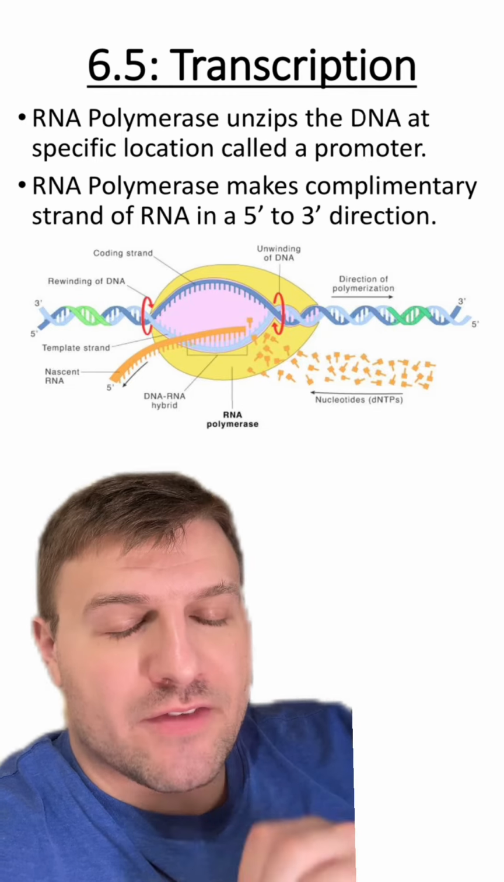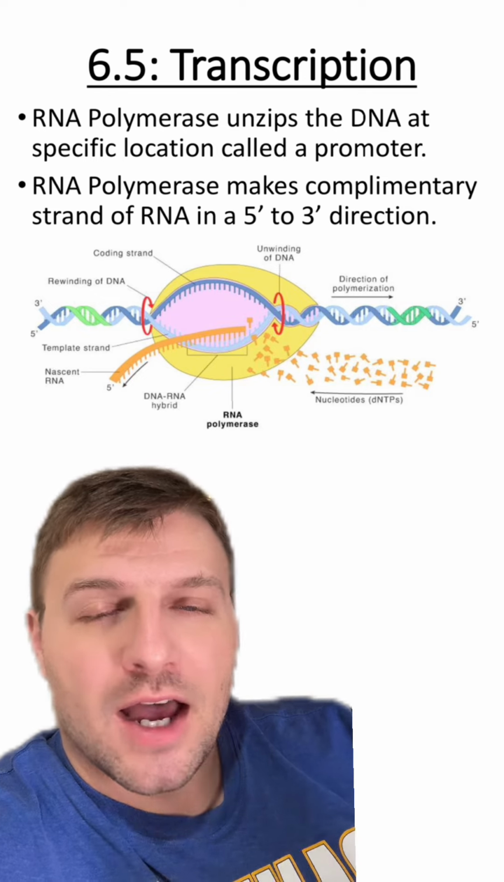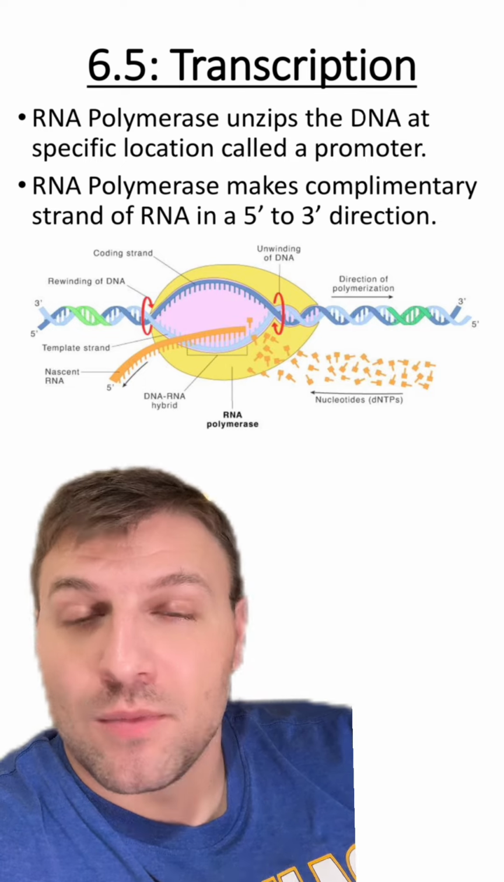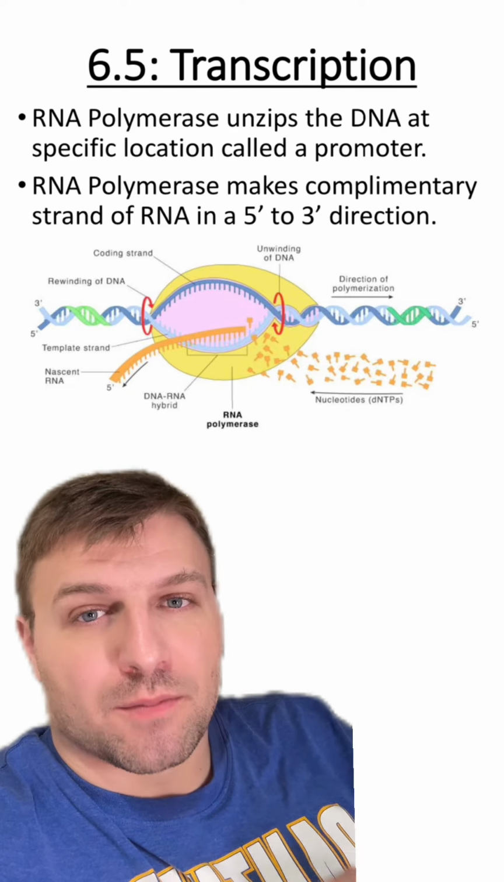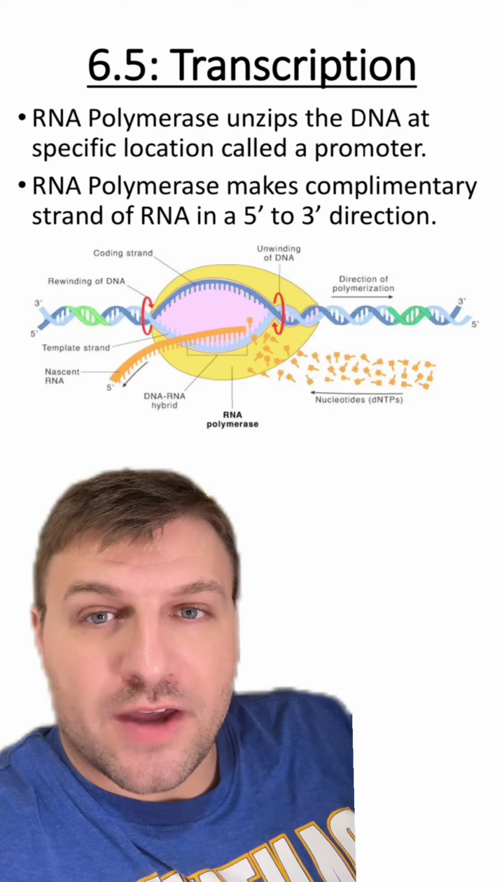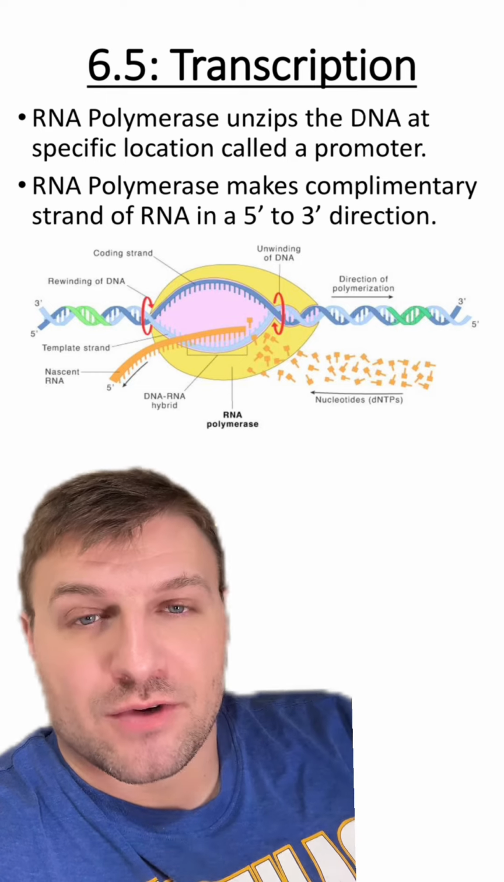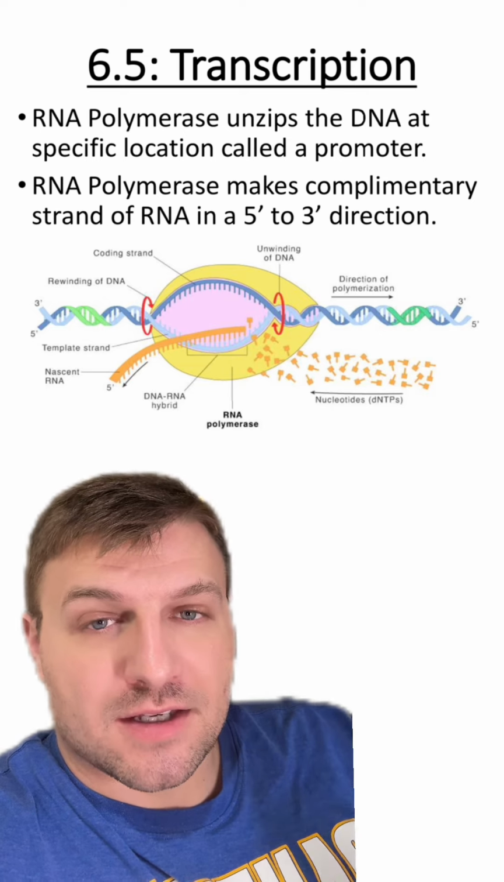To begin, we have another enzyme that we have to learn about. This is called RNA polymerase, and it's going to have the job of making a copy of the DNA, again by using mRNA. But RNA polymerase is going to unzip the DNA at a location called the promoter. RNA polymerase will move and make in the same direction as DNA polymerase, and it will make in that 5' to 3' direction. It will use free-floating RNA nucleotides to make this copy of DNA.